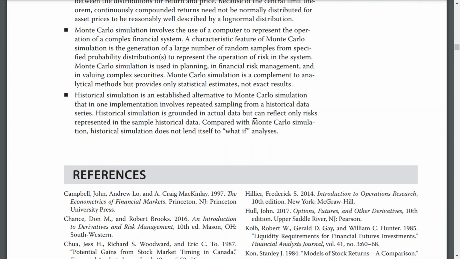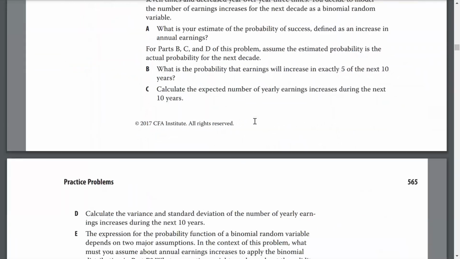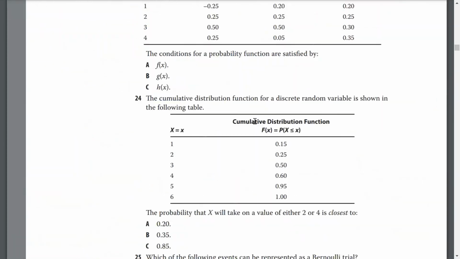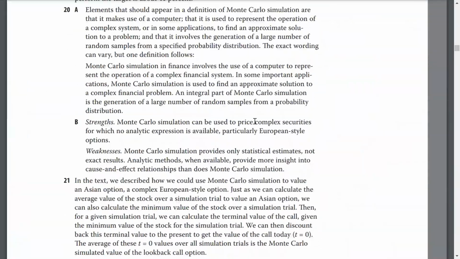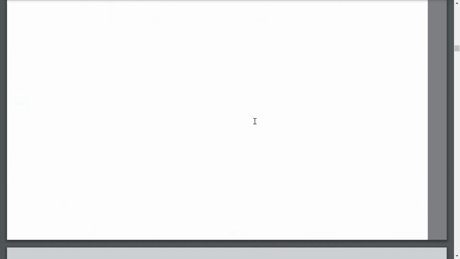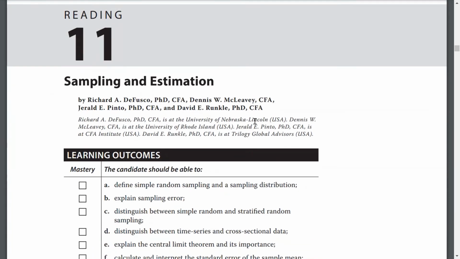Okay, so this is, I think, part 3 of reading 10 of CFA Level 1. I'll continue the reading of part 4, I do think. Oh no, I finished this part. So we finished our reading 10 then.